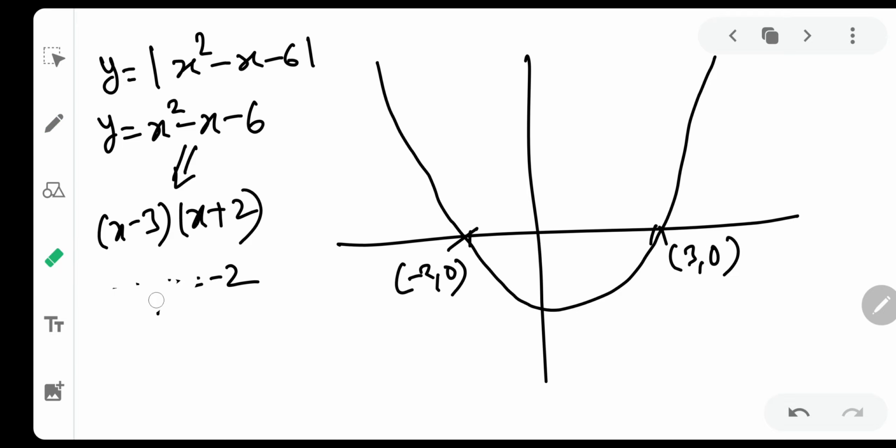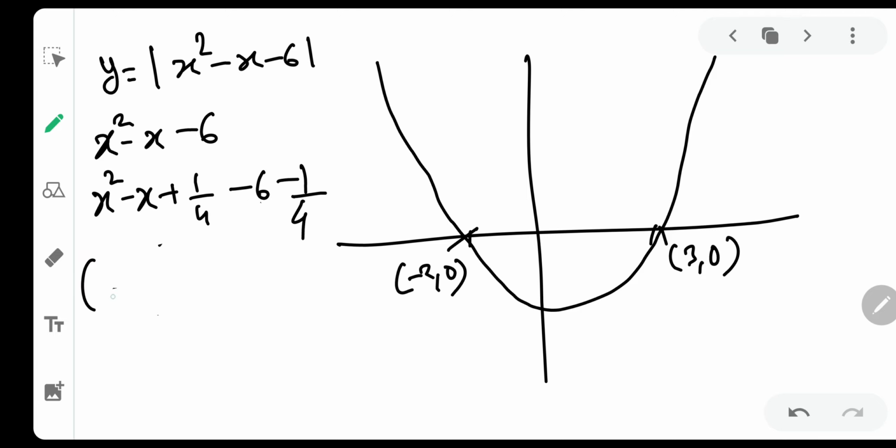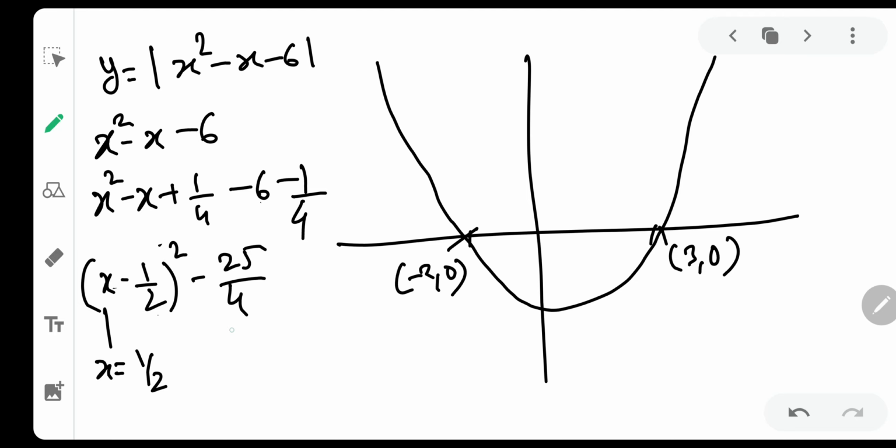I hope you are getting it and enjoying the graph making also. Now we need the peak point in order to understand. Okay, so x square minus x minus 6. So x square minus x, half into minus 1 is minus half, the whole square is 1 by 4. Okay, so it will be 1 by 4 minus 6 minus 1 by 4. So it will be x minus half the whole square and minus 25 by 4. So x value will be half and y value will be minus 25 by 4. Very well. So this is our vertex, half comma minus 25 by 4.